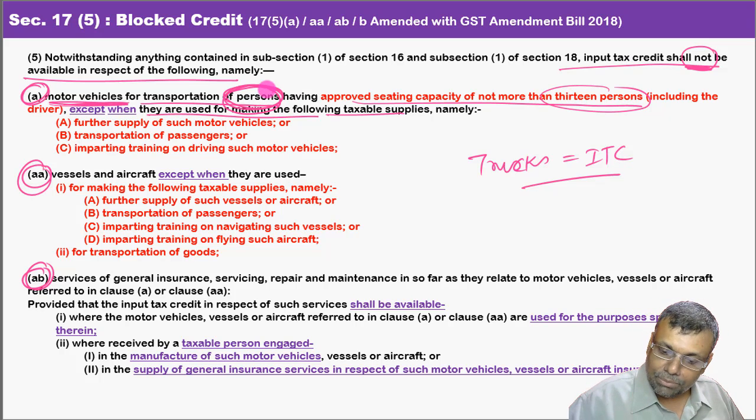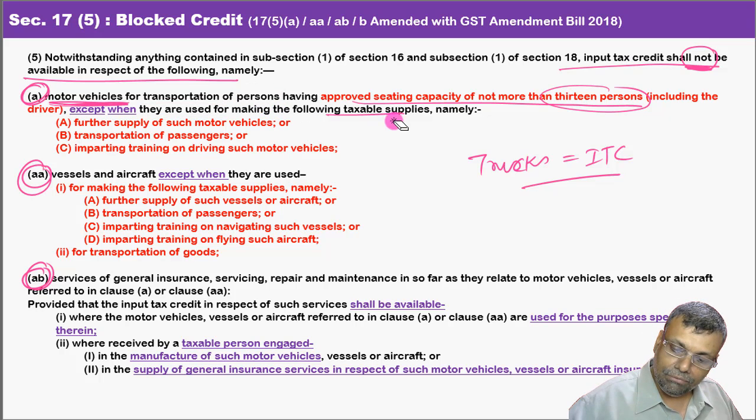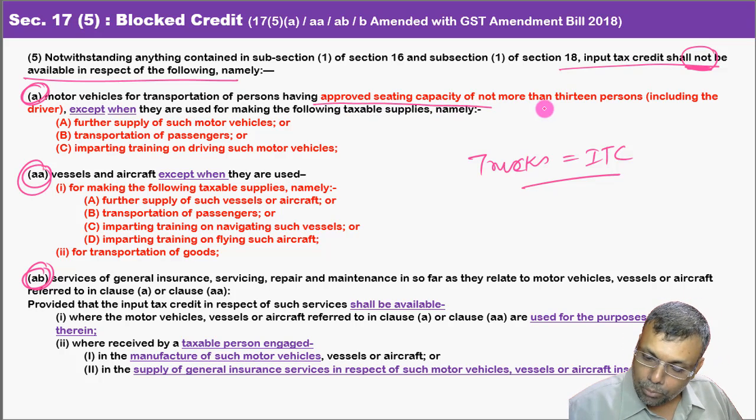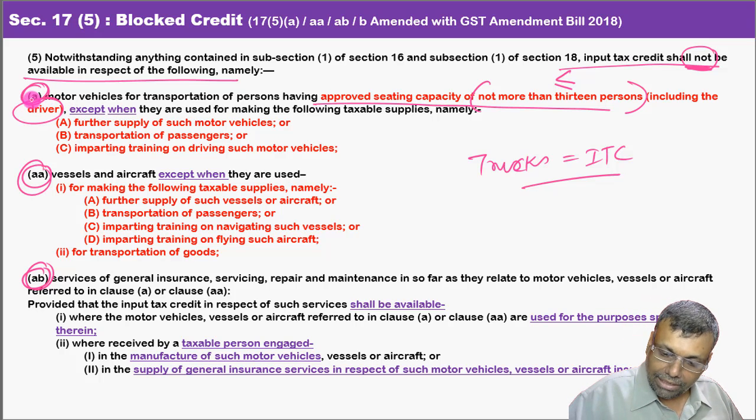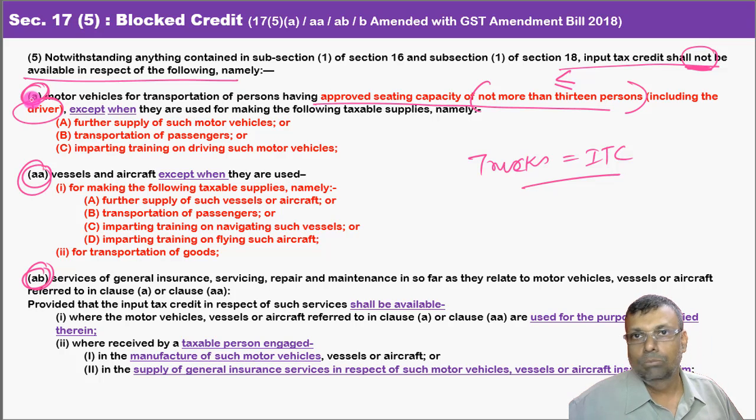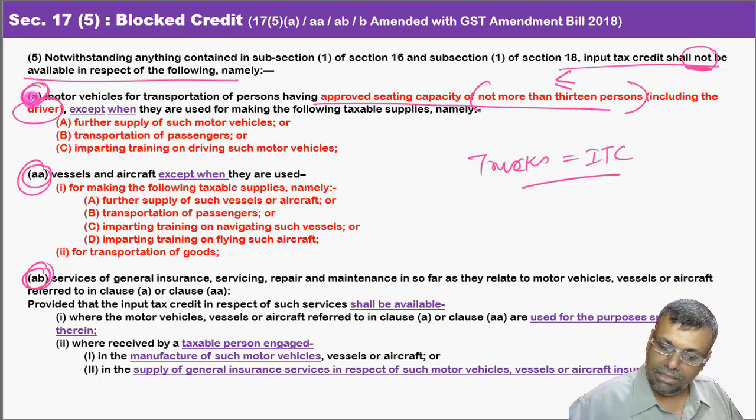So if it is only for the transportation of persons, I repeat, only for the transportation of persons, then you are not eligible for the purpose of input tax credit. Further, it is specifically provided approved seating capacity of not more than 13 persons. That means it should be less than or equal to 13 persons, including the driver. So most of your SUVs will come in this particular category. Passenger SUVs, for example Fortuner, or Tata SUVs, Mahindra SUVs, all those vehicles will come in this category. You are not going to get input tax credit. So passenger vehicles are not going to get it.